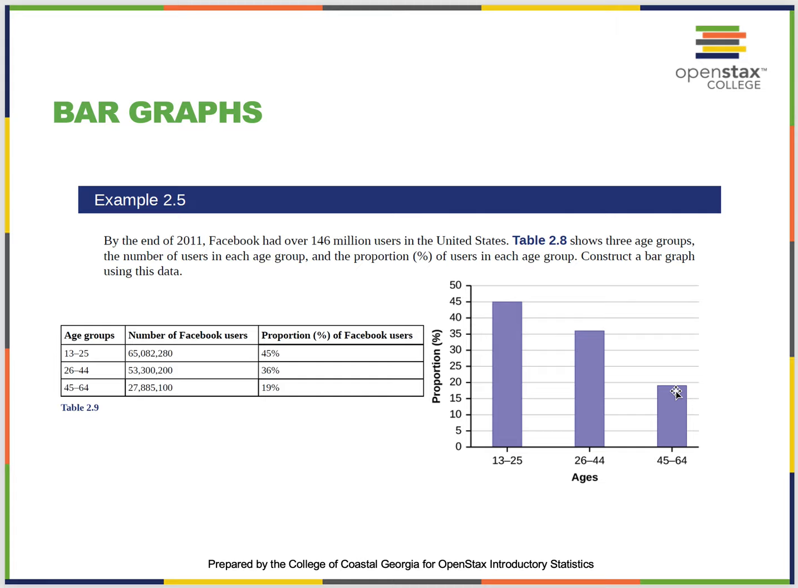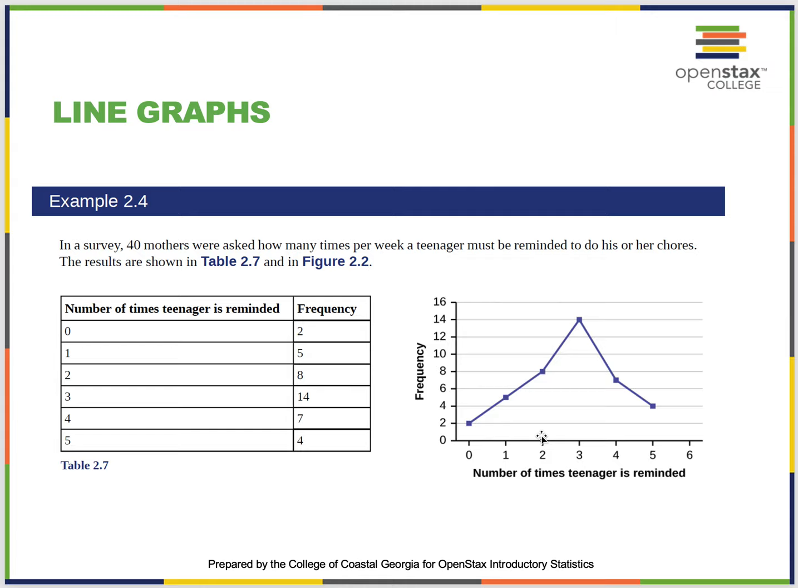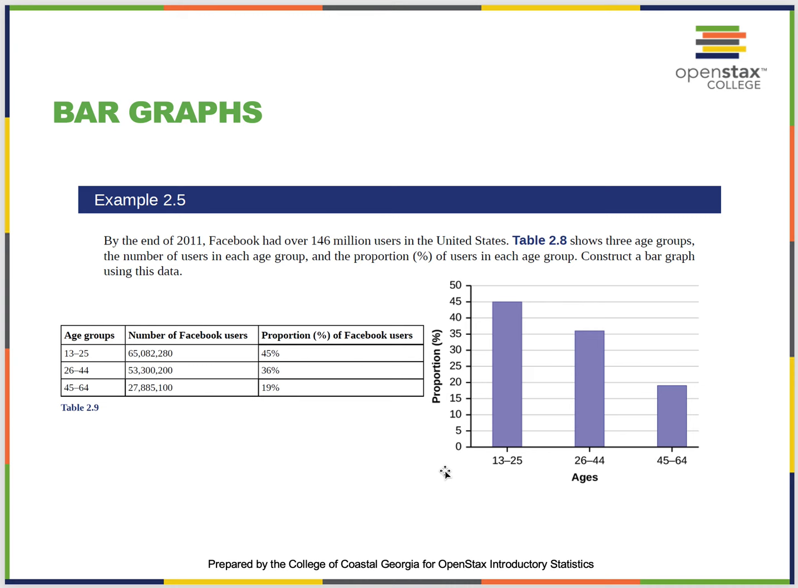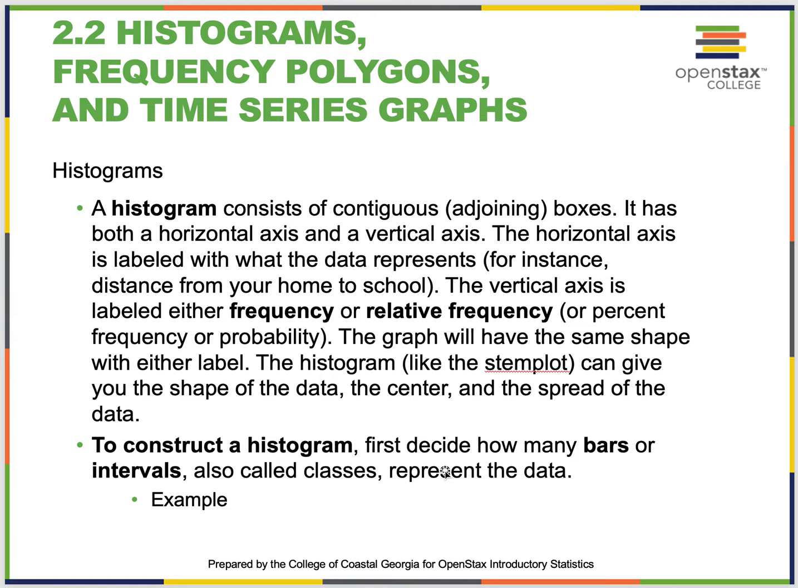You could have done a frequency polygon for this as well. So the frequency polygon is just, if we had a histogram, you'd have a bar this high, a bar this high, a bar this high, and then the shape would look like this, except it would be bars instead of a line. Not a big difference. All right, histograms now versus bar charts.